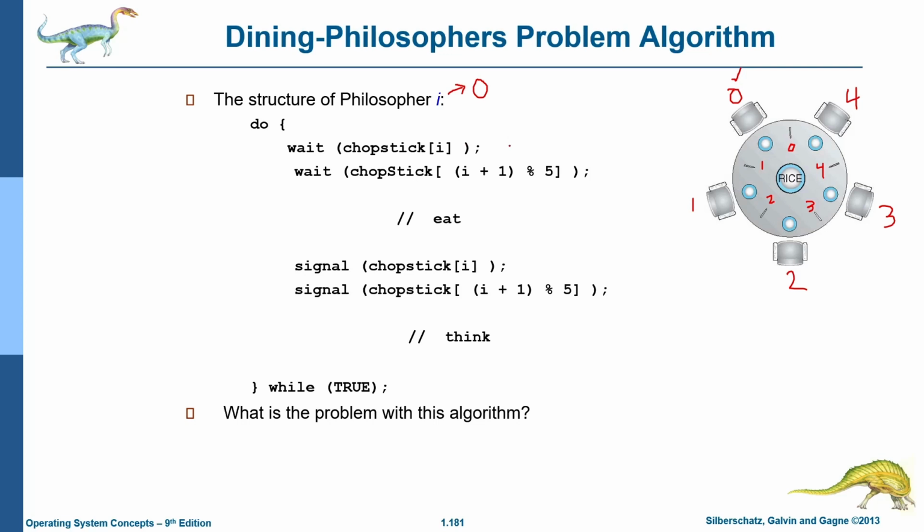So you wait on chopstick 0 and then you wait on i plus 1, which is 0 plus 1, is 1, percent 5, is 1. So 0 and 1. For any value of i, chopstick i is going to be their left chopstick, and (i plus 1) percent 5 is the right chopstick. We do percent 5 because there are only 5 chopsticks. After 4, it will go to 0 again. So it goes round and round like that.